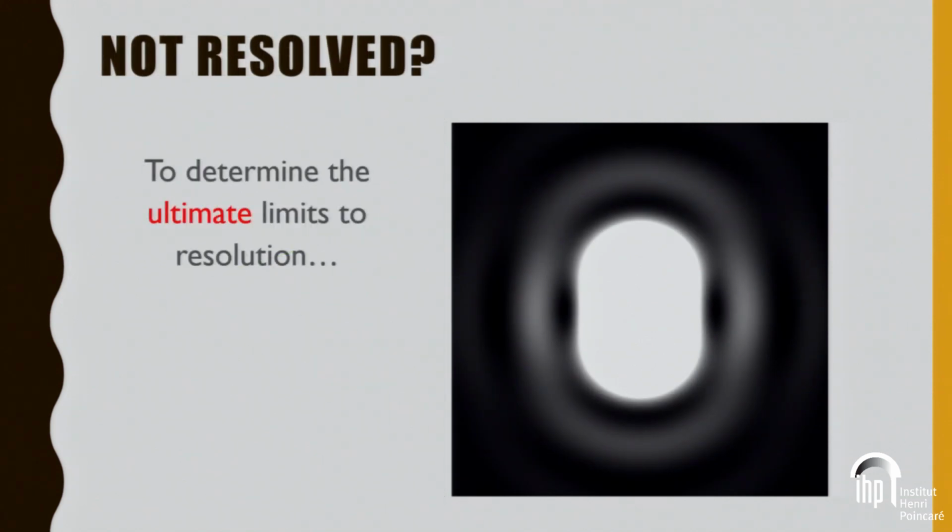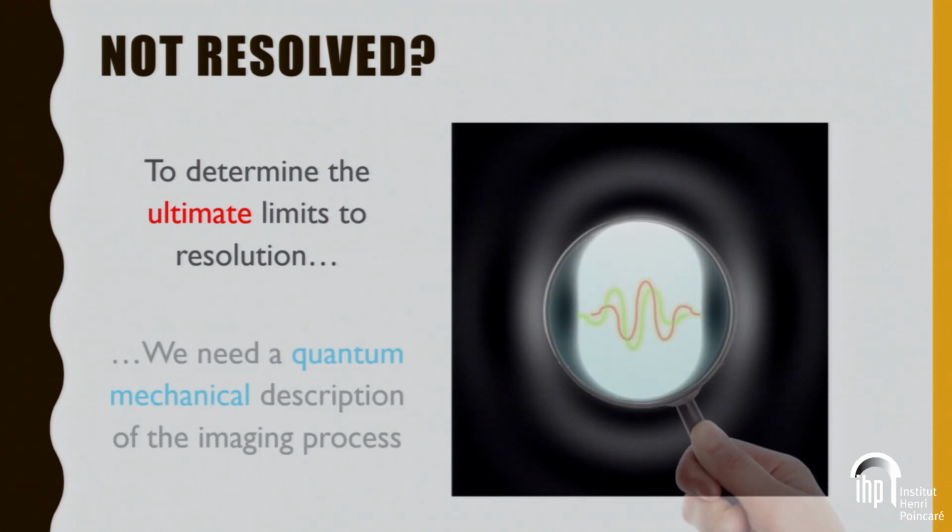But is it really the case? If we want to determine whether something can be resolved or not, the ultimate and most fundamental limitations, then we have to take into account a complete quantum mechanical description of the imaging process. In this case, we have to make clear what is quantum here, because the source is classical and incoherent. The only place where quantum mechanics can help is at the measurement stage, because so far we are probably neglecting some information by doing intensity measurements.